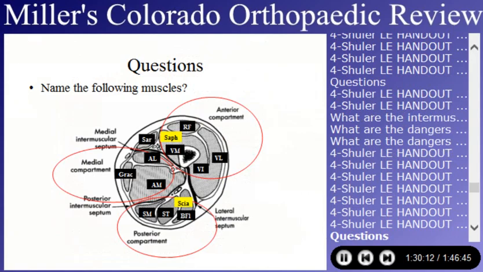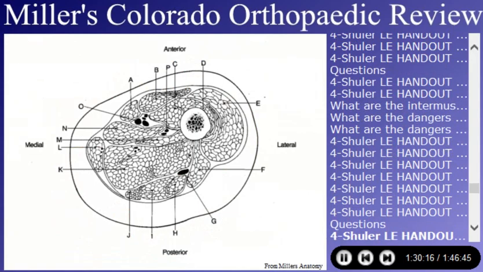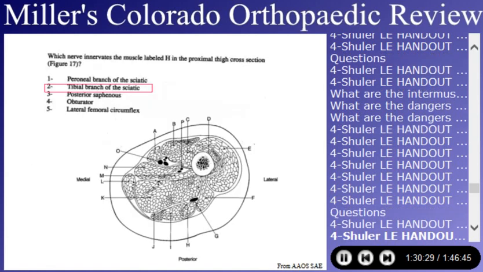Posterior compartment, sciatic nerve there. Semimembranosus, semitendinosus, biceps femoris. Hint, hint again. This is a diagram from the 1992 test that I saw directly on my boards. I left it unlabeled so you can practice. Which nerve innervates the muscle labeled H in the diagram?